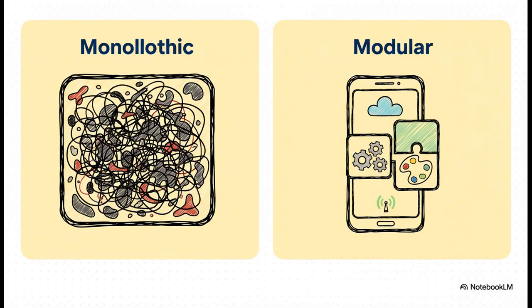And this visual just says it all, doesn't it? Over on the left, you've got the monolith, that one big box where everything is jumbled together. But on the right, you see the modular approach. The app is broken down into these clean, distinct pieces, like a module just for networking, or one just for your UI components. Each one can be developed and even tested on its own.